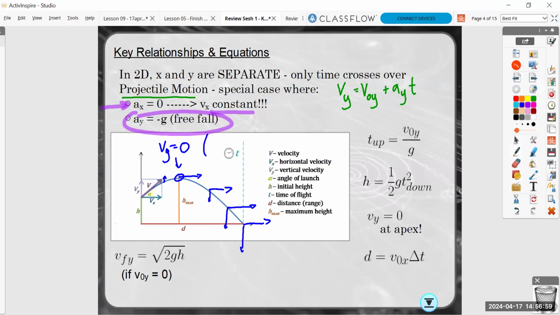That's supposed to say what that says, Vy, not Vg. The y velocity is 0 right at the top. Notice that the y acceleration is not 0. It's still accelerating down. It's just momentarily stopped.